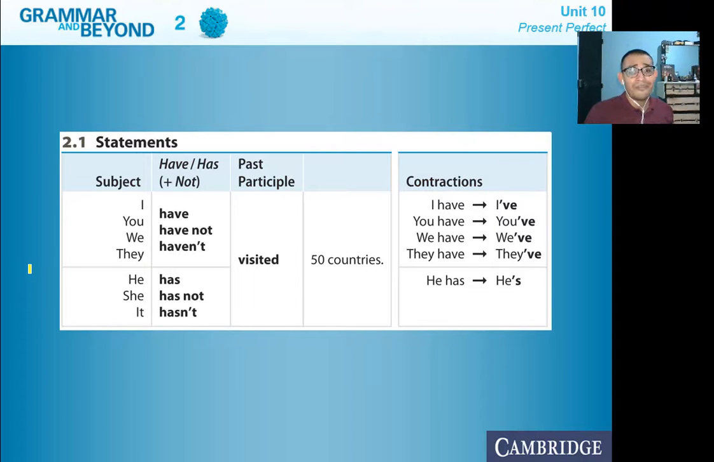You need to be careful because you can confuse he's, which means he has, with the other he's, which is he is, right? How will you know that you are talking about the present perfect and not the simple present? That's a question to ponder about. She has, she's. It has, it's.